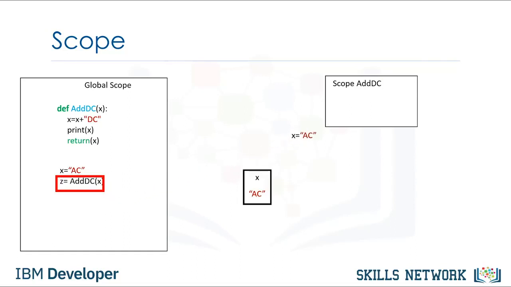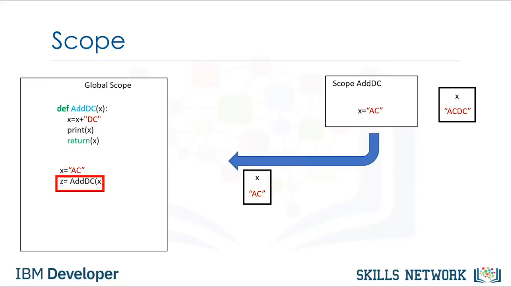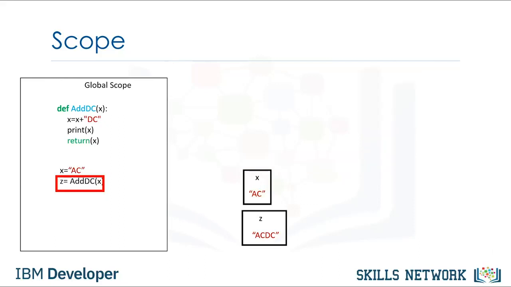When we call the function, we enter a new scope, or the scope of addDC. We pass as an argument to the addDC function, in this case, AC. Within the scope of the function, the value of X is set to ACDC. The function returns the value and is assigned to Z. Within the global scope, the value Z is set to ACDC. After the value is returned, the scope of the function is deleted.